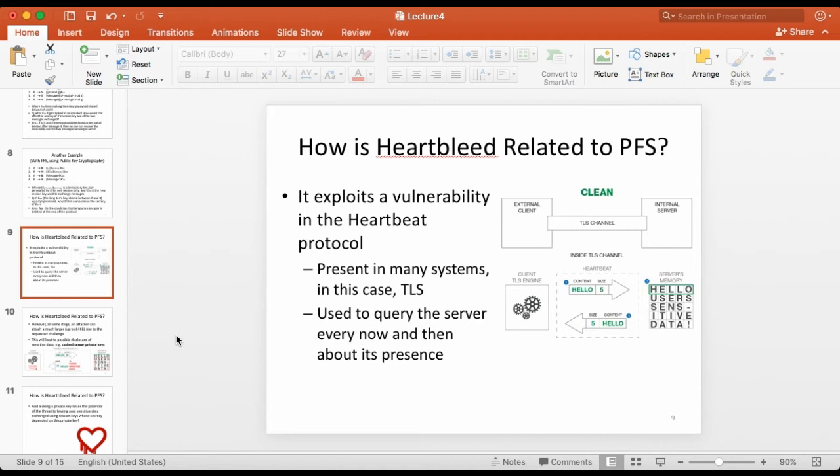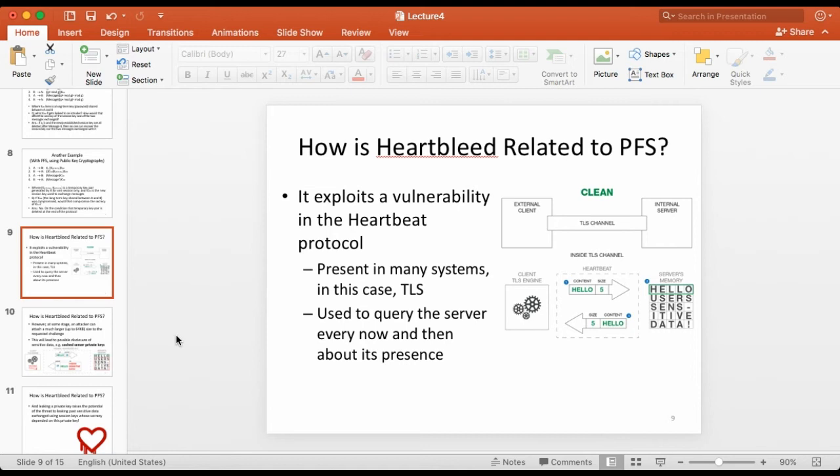Right, so we now move on to the more practical, more pragmatic side of why PFS is such an important property in systems in general. And we take the example of the Heartbleed bug, which was announced back in 2014, as a prime example of why PFS is such an important property.